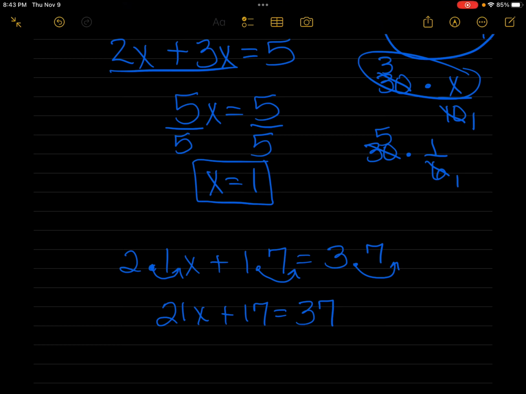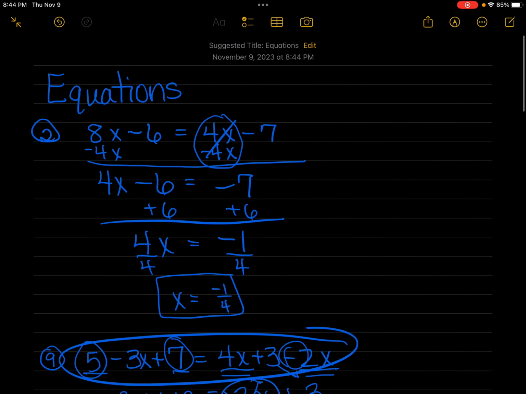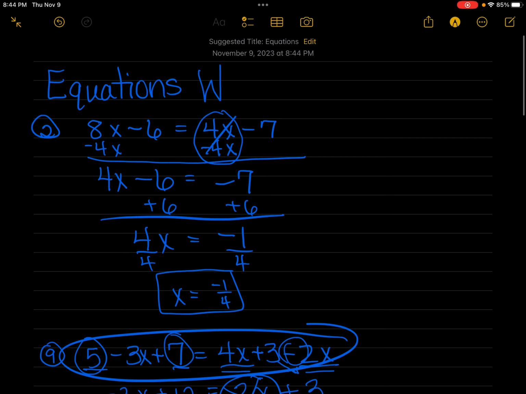Either way, you can work just with the decimals in your calculator, or you could try to get rid of the decimals. But these are just some examples to help you with the equation worksheet and make your answers better.